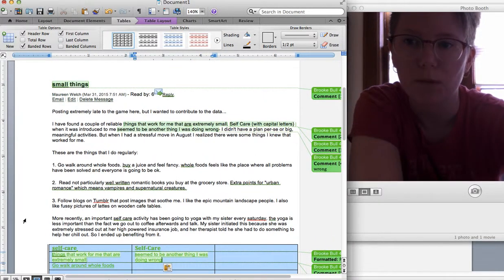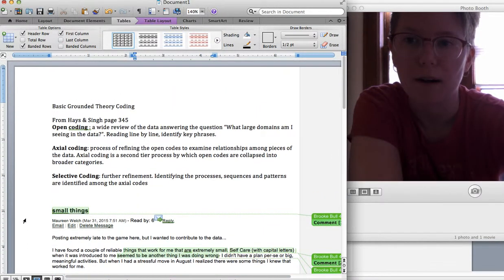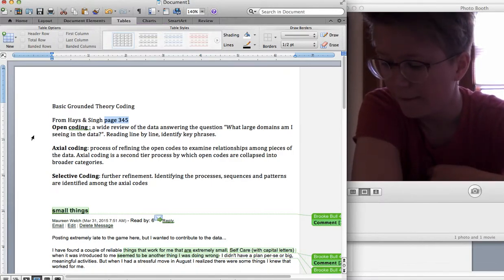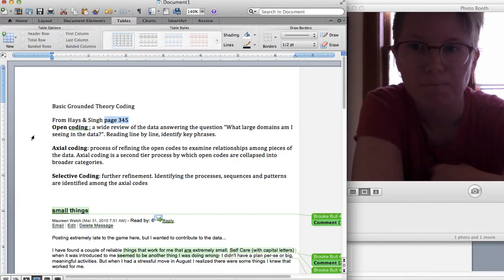So if you're feeling overwhelmed, I suggest doing grounded theory coding, open coding, axial coding, and really looking at this page 345 as a pretty streamlined process.